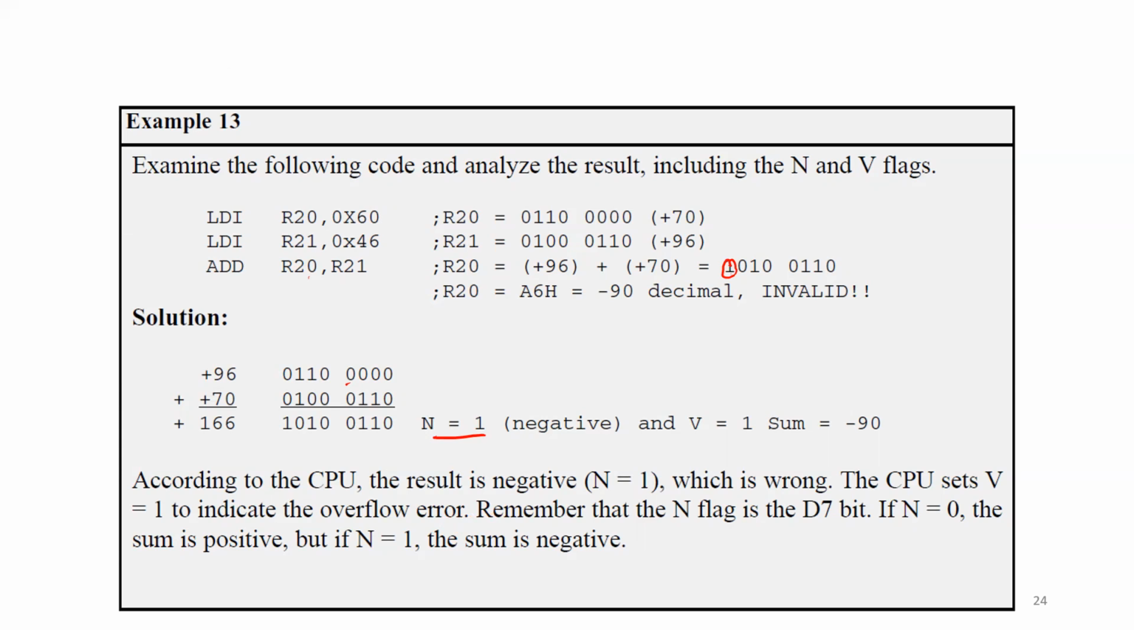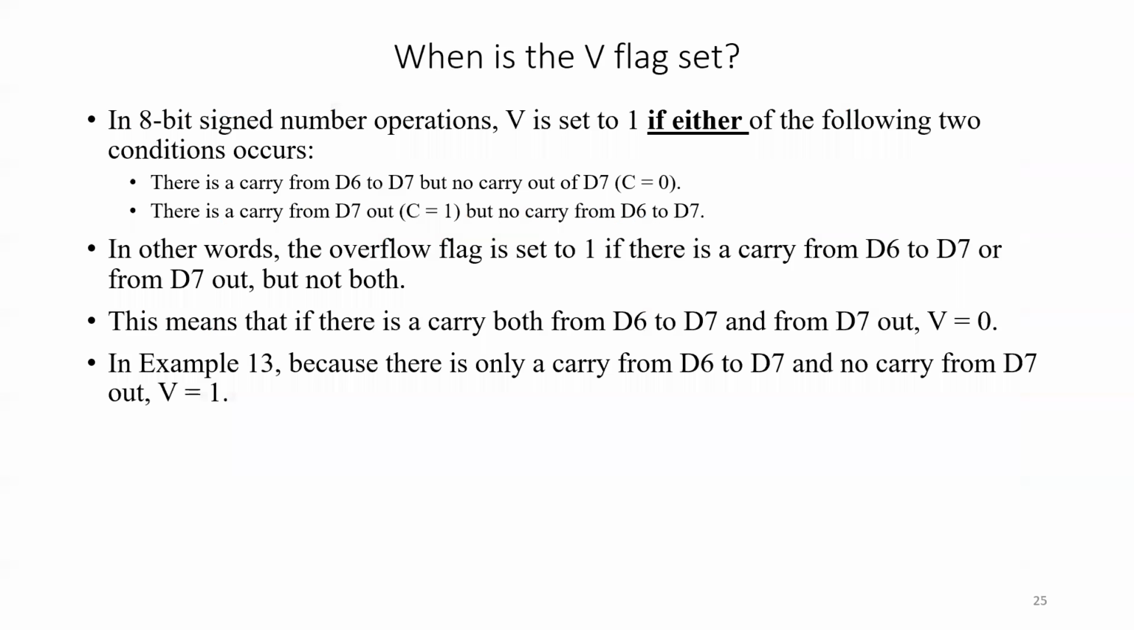So what we could see here, guys, is that N would be made active high. However, it's still a positive number. So we still have the same problem. How can we figure it out? So even here, N and V are not sufficient.